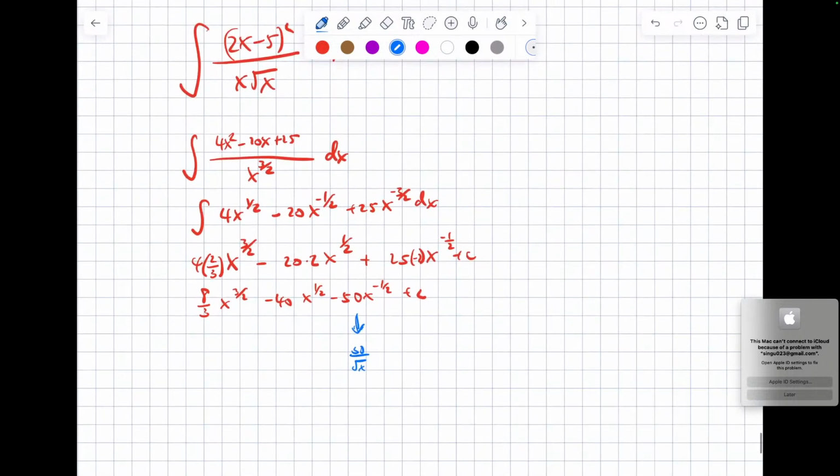Okay, any questions here so far? If you got this, you're doing great. Now I'm going to talk about what's the difference between particular solution and general solution.